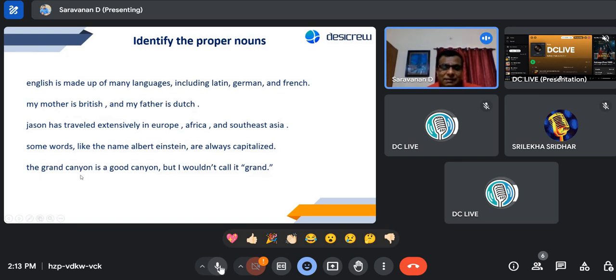The Grand Canyon is a good canyon, but I wouldn't call it grand. Okay, very good sentence, isn't it? The Grand Canyon is a good canyon, more of a tongue twister, but I wouldn't call it grand. Okay, so here you go, Shakti. What are the things which you will capitalize? And tell me the proper nouns also. Canyon is like where the water falls and all, maybe like Niagara Falls and stuff like that. Canyon is also like where either the water will be there or it will be a natural feature.